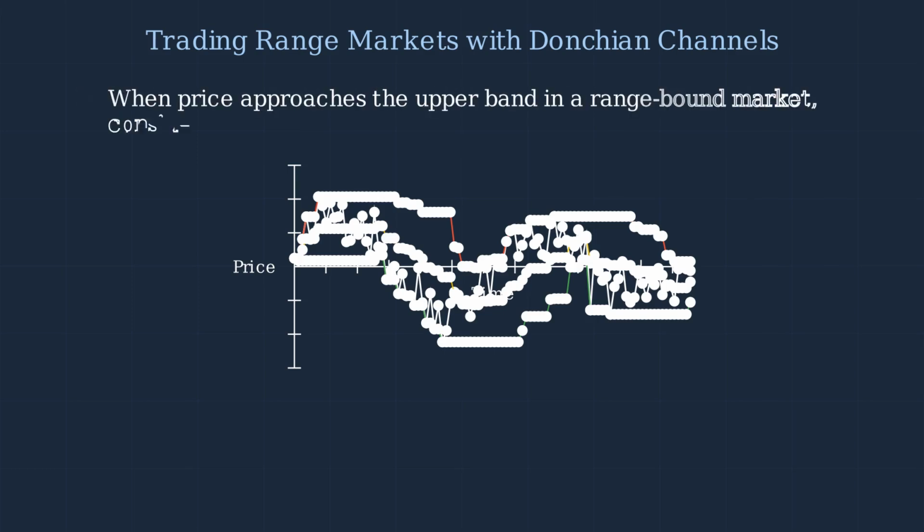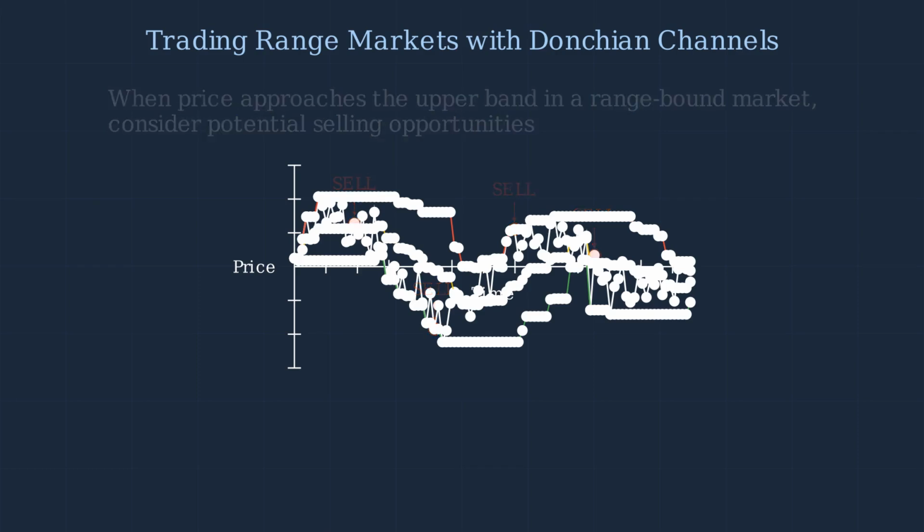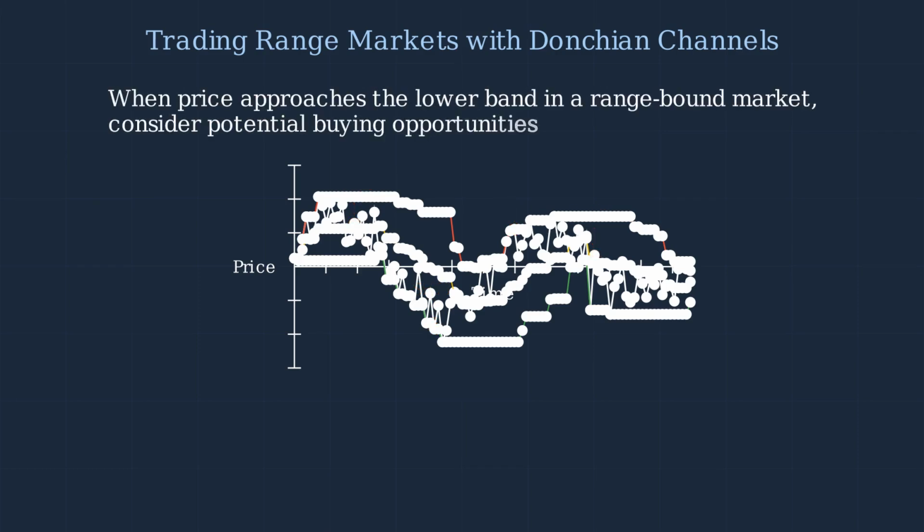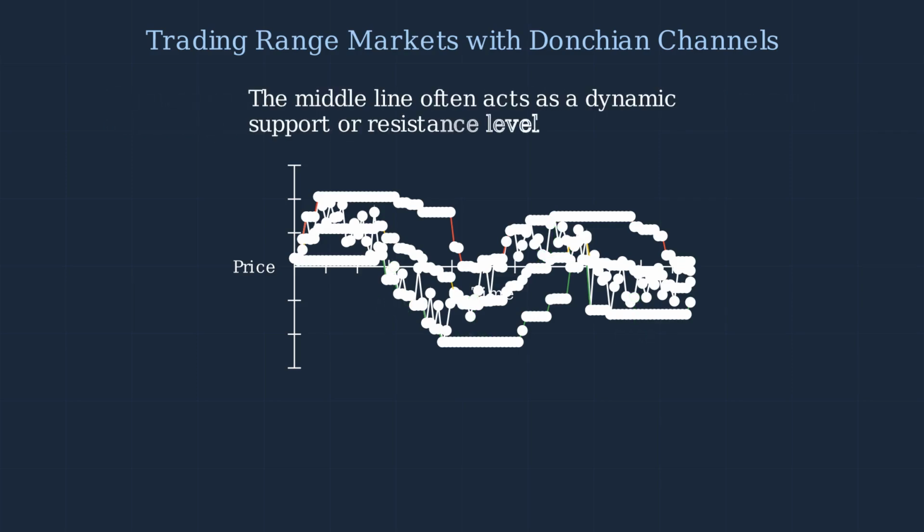When prices approach the upper band in a range-bound market, traders might consider selling opportunities, expecting prices to revert toward the middle line. Similarly, when prices approach the lower band, traders might look for buying opportunities, again expecting a reversion to the mean. The middle line often acts as a dynamic support or resistance level in these market conditions. When price falls to the middle line, it may act as support. When price rises to the middle line, it may act as resistance.